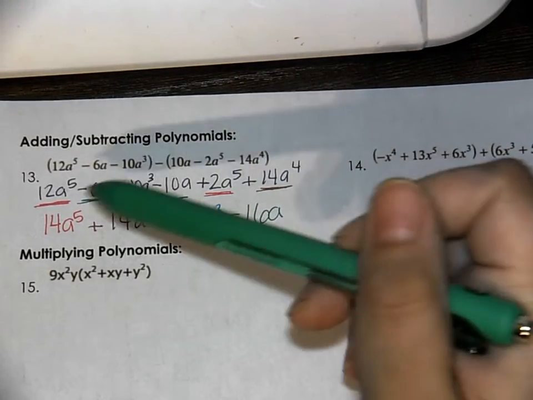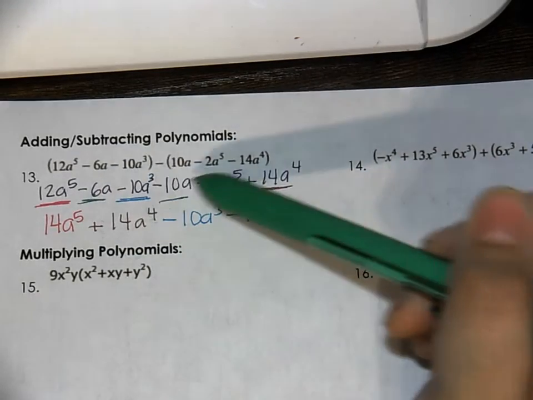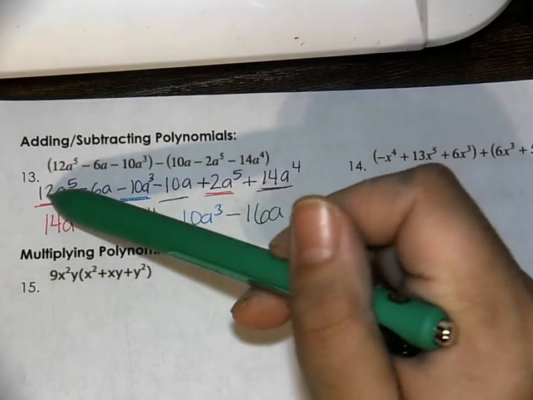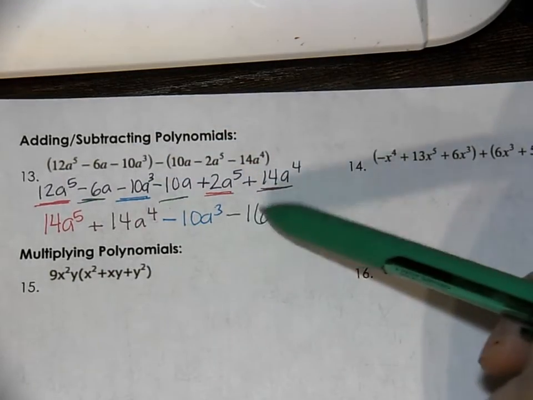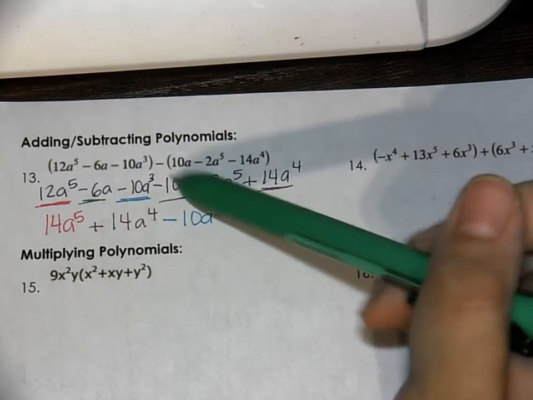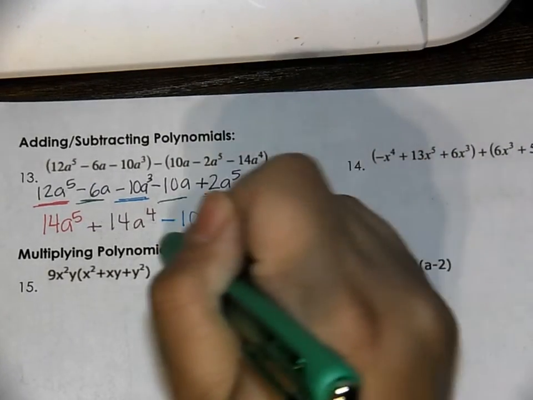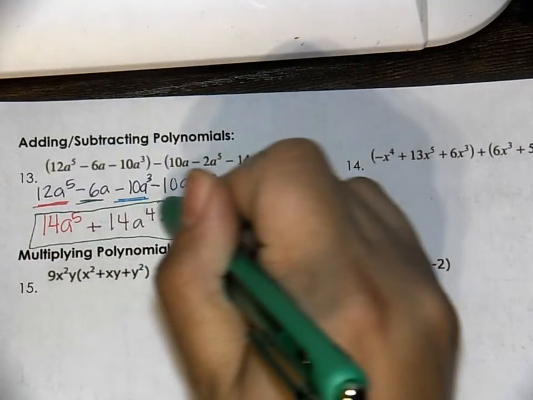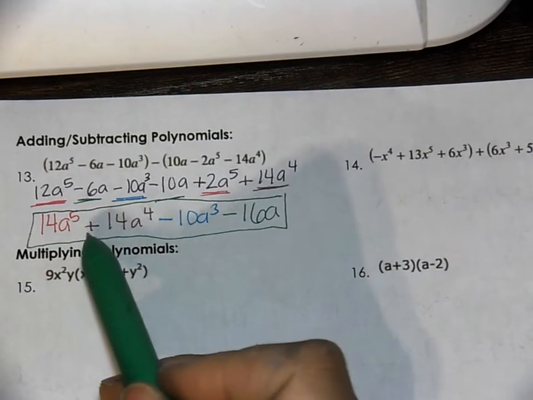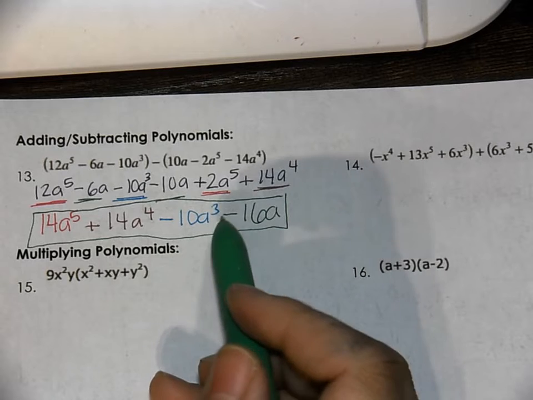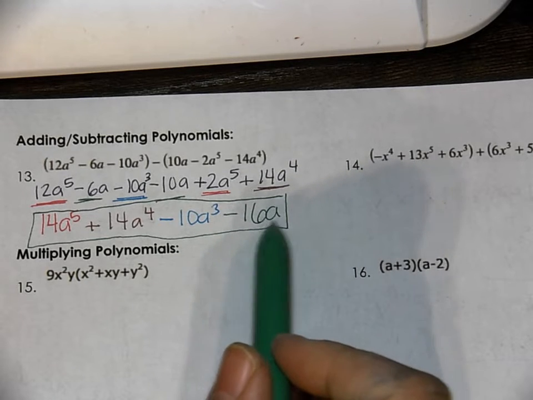And just to make sure we accounted for everything, you can go through and check it, where there were a total of 1, 2, 3, 4, 5, 6 terms. We ended up with 4 only because we combined 2 of those and the 2 of the a to the 5ths. So final answer does look like this. 14a to the 5th plus 14a to the 4th minus 10a cubed minus 16a.